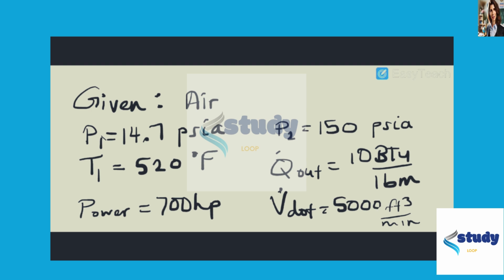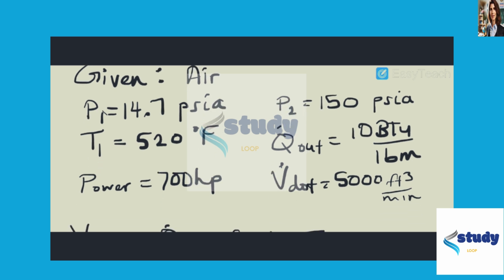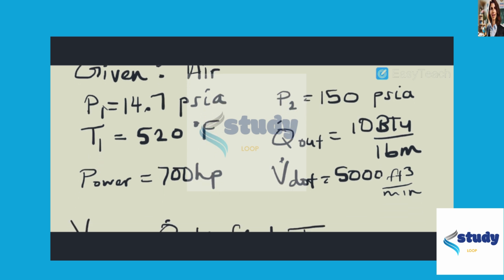Hi everyone, so what we have is air going through a compressor, and the compressor casing is cooled by liquid water. So the air comes into the compressor at 14.7 psia and a temperature of 520 degrees Fahrenheit, and leaves at a pressure of 150 psia. The cooling water is able to remove heat from the casing at a heat transfer rate of 10 BTU per pound mass. The compressor is being driven by a power of 700 horsepower, and the air has a volume flow rate of 5,000 cubic feet per minute.